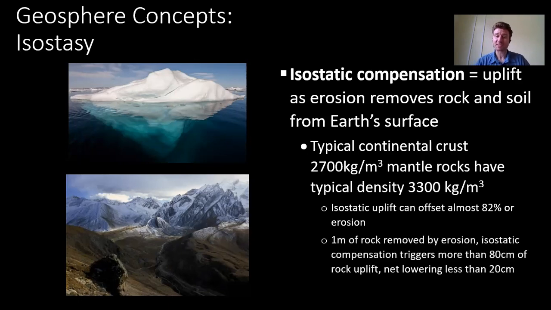So what this means is that for every meter of rock that's removed by erosion, isostatic compensation triggers more than 80% of uplift. So our net lowering only goes down to about 20 centimeters, if you think about it, coming back and forth.